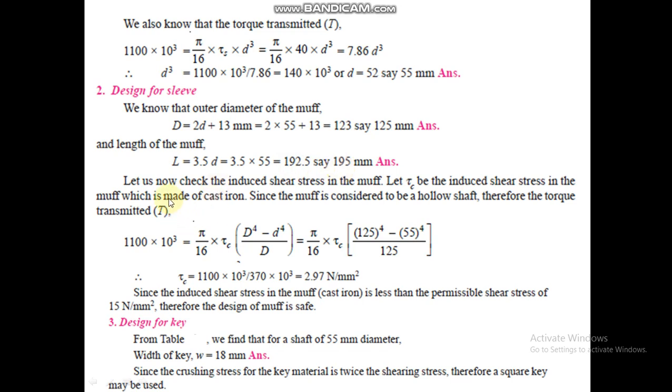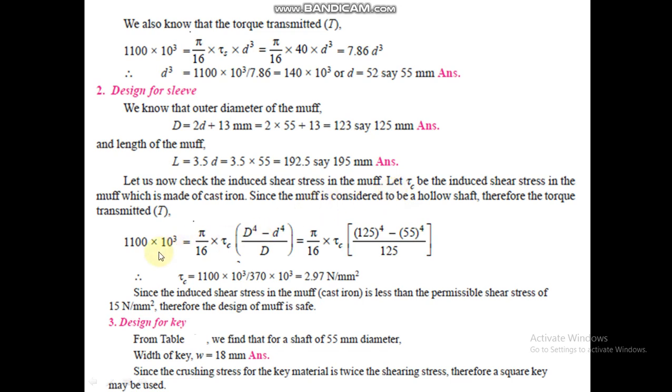Let us now check the induced shear stress in the muff. Now we have designed the muff, that is, we have calculated the diameter and length of the muff. But you have to check your design, whether this design is safe or not. How will you check it? You will calculate the shear stress based on these two values. And if this shear stress is less than the permissible value, that is 15 megapascal given in the question, then your design is safe.